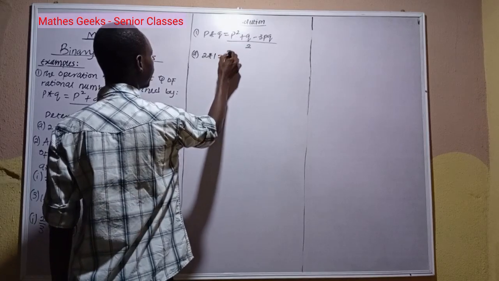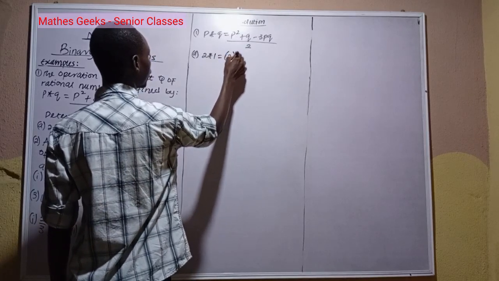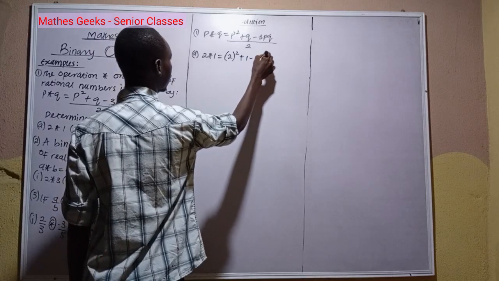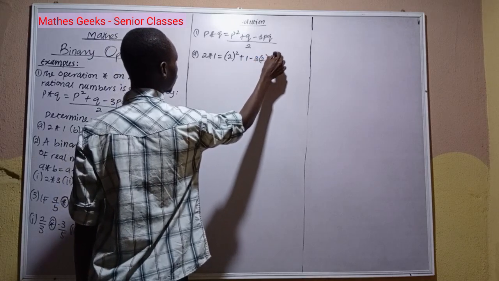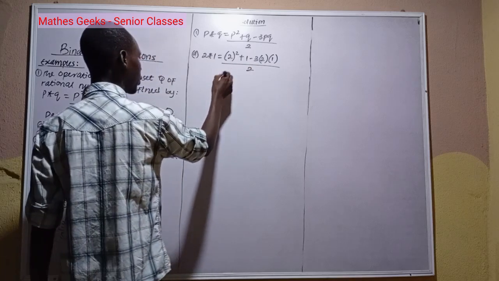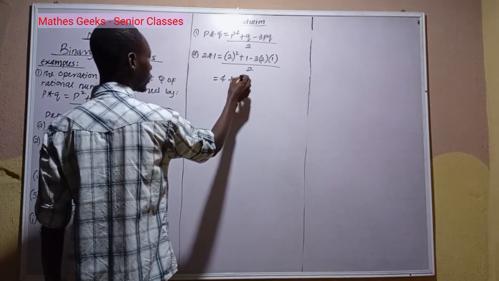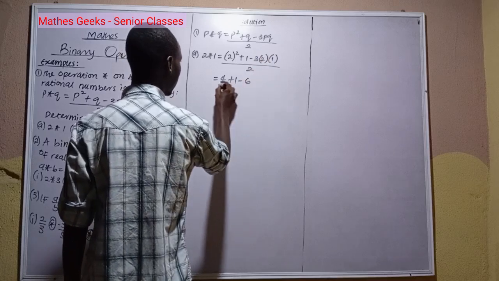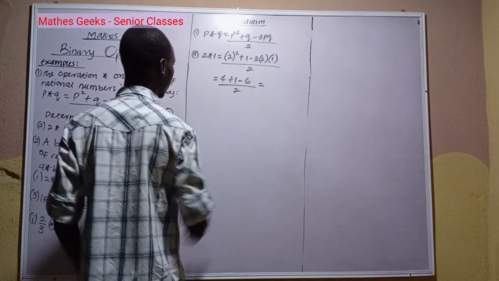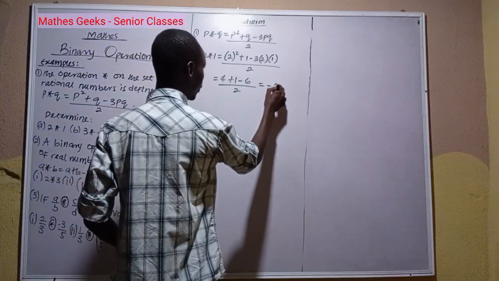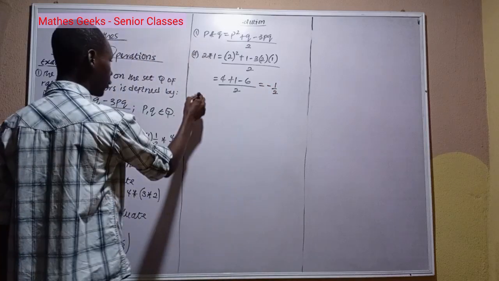So 2 squared plus 1 minus 3 times 2 times 1, over 2. 2 to the power 2 is 4, plus 1, minus 3 times 2 is 6, 6 times 1 is 6, over 2. So 4 plus 1 is 5, 5 minus 6 is minus 1, so the answer is minus 1 over 2.